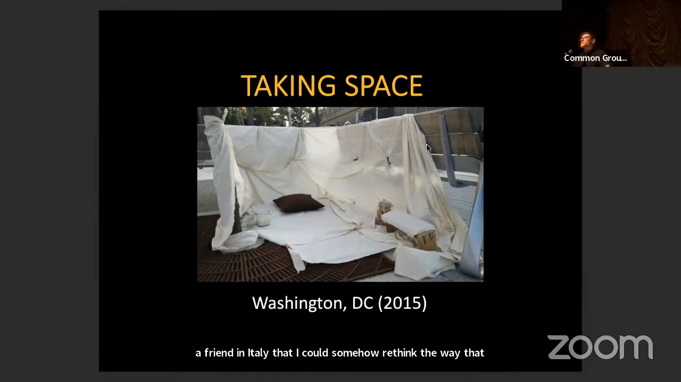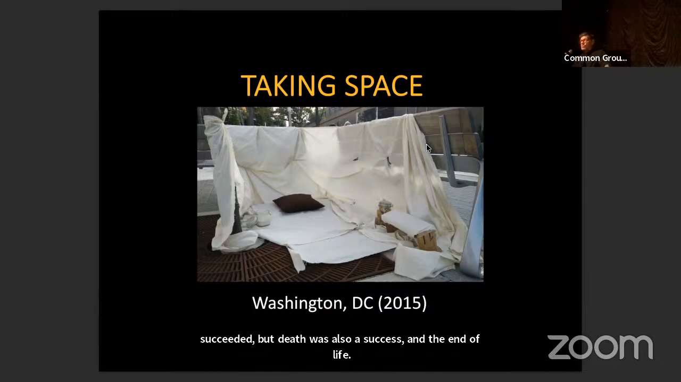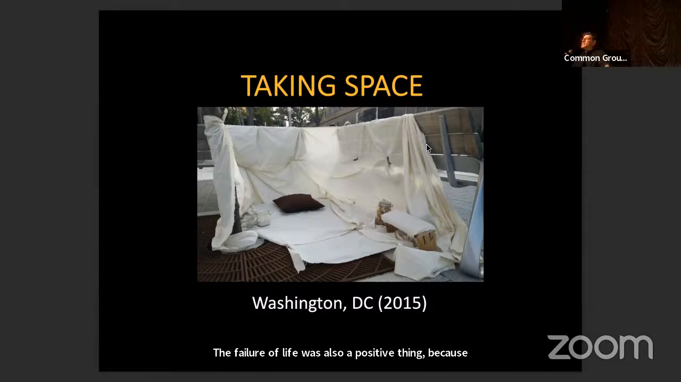And so in some ways, this was an investigation of how death is not death, but a continuation of life through other means. In that sense, death or life had failed, death had succeeded, but death was also a success. And the end of life, the failure of life, was also a positive thing because it engendered many other people to occupy the space that, in this case, my dead friend with the yeast starter had occupied.